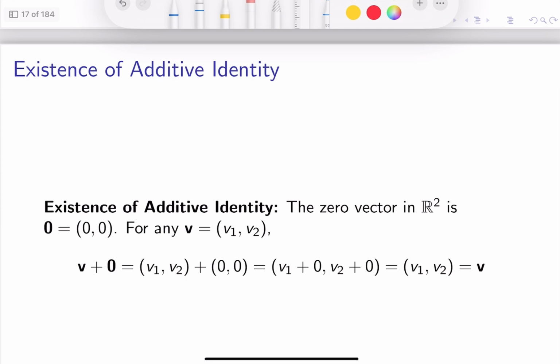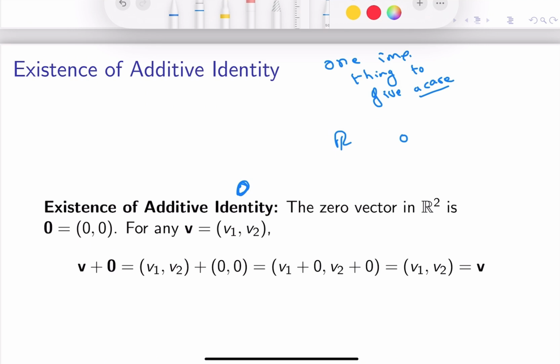The existence of the identity, this is one of the important ones to check. So the existence of an identity in R2. So what does an identity mean, or an additive identity in this case? It's the zero. Is there a zero in R2? Well, in R there is a zero, which is clear. It's the zero number, right? But in R2, what is the zero? It's not immediately clear what the zero is.